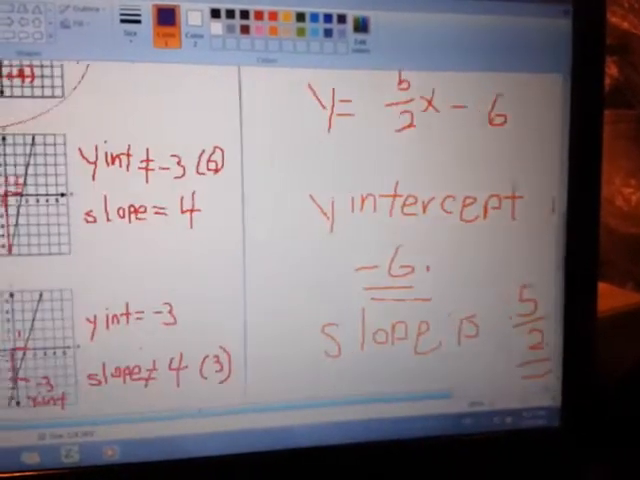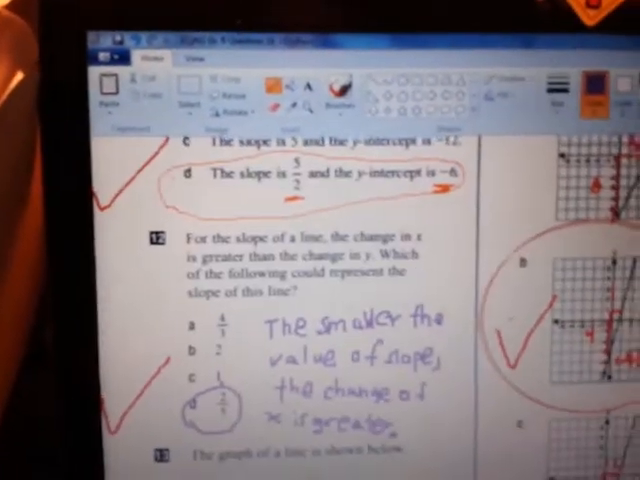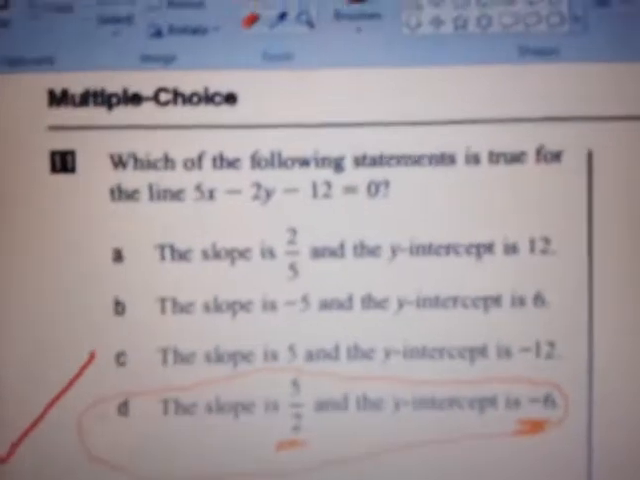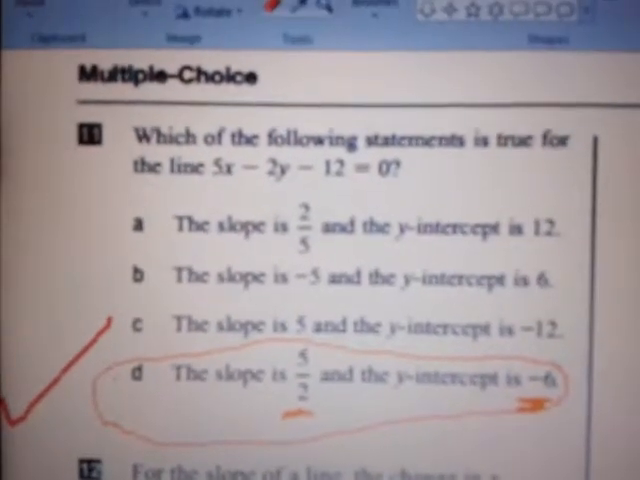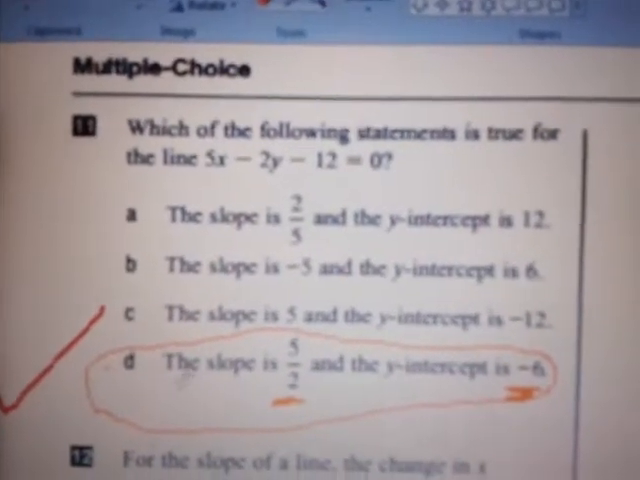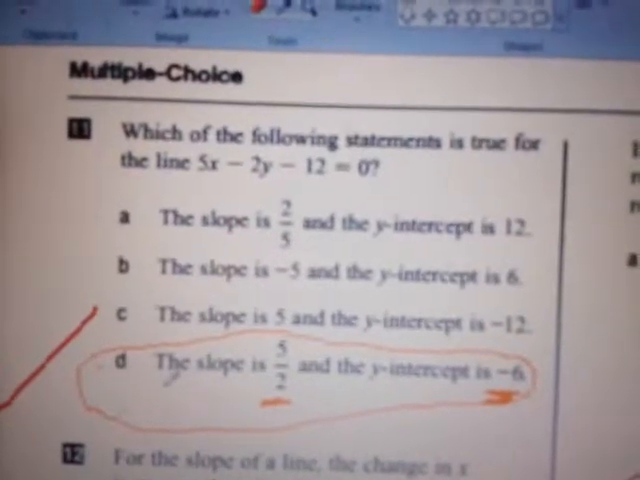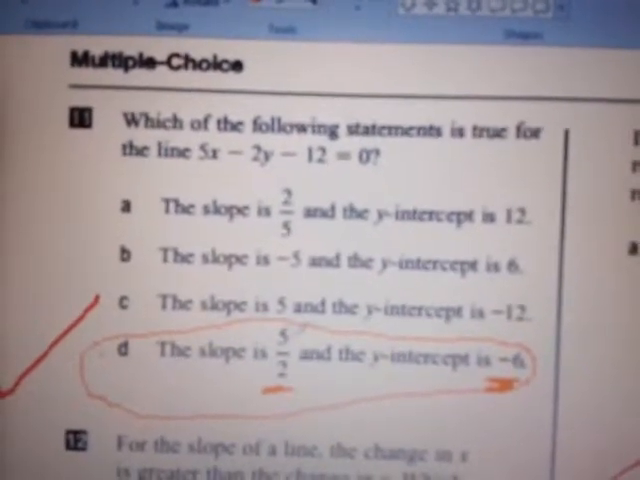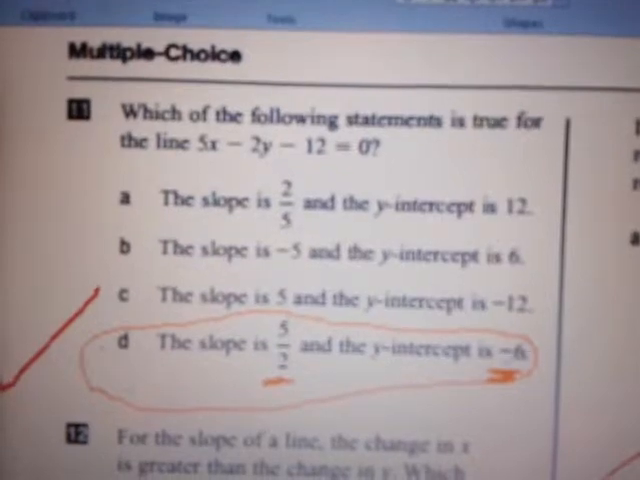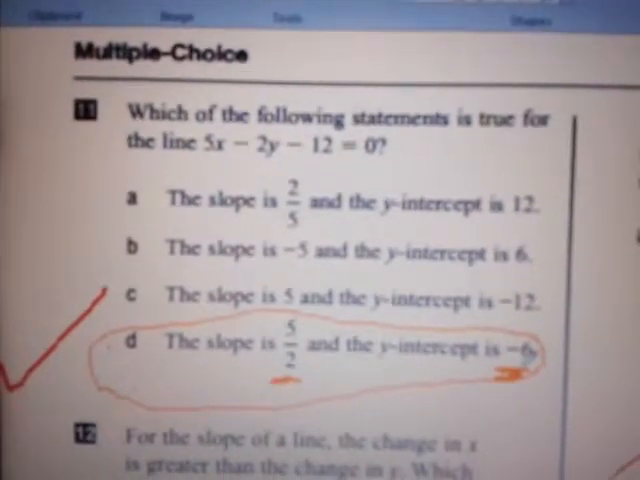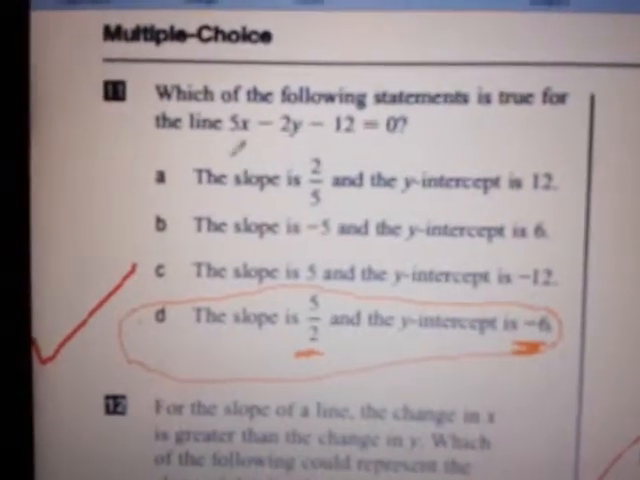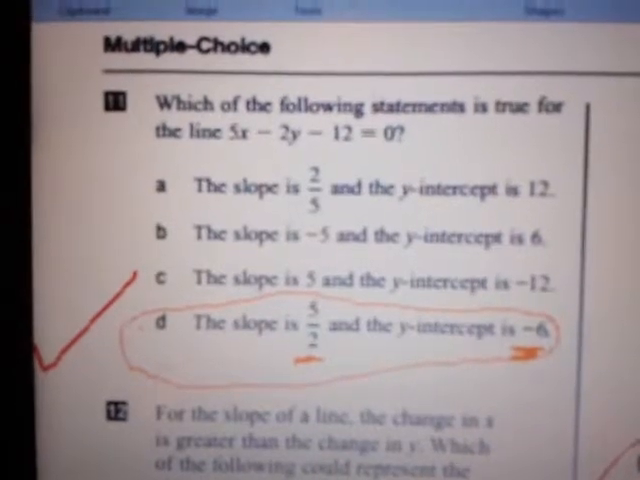So going back to the question, part D would be the correct answer. Slope 5 over 2 and y-intercept negative 6 matches the answer that we got. So for question 11, D is correct.